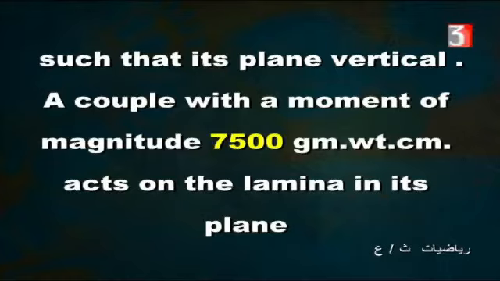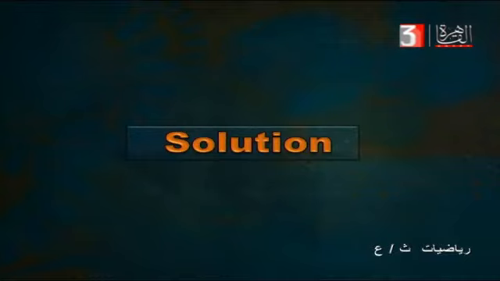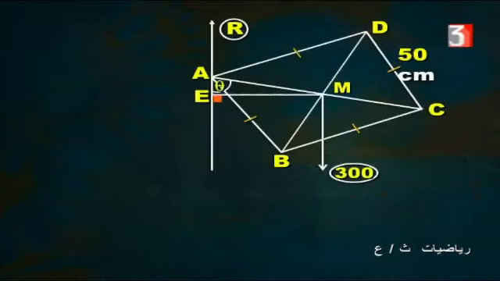Remember, my dear student, after we suspended the lamina shaped as a square near A, we find a couple, its moment 7,500 gram weight centimeter, acts on the lamina in its plane. Find the inclination of diagonal AC to the vertical in the equilibrium position. Solution. Look at, my dear student.